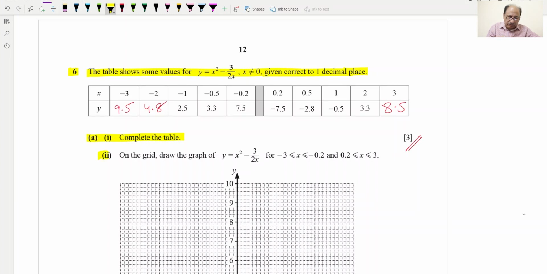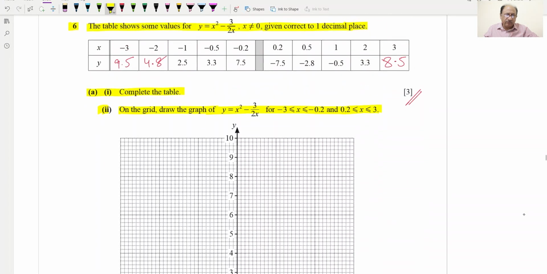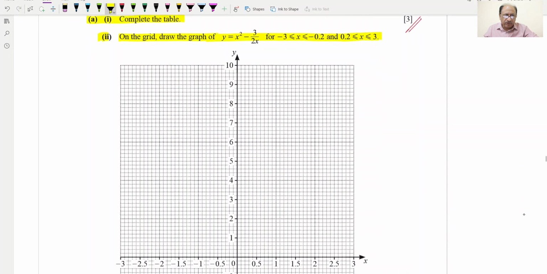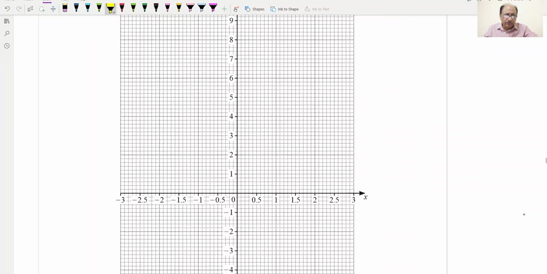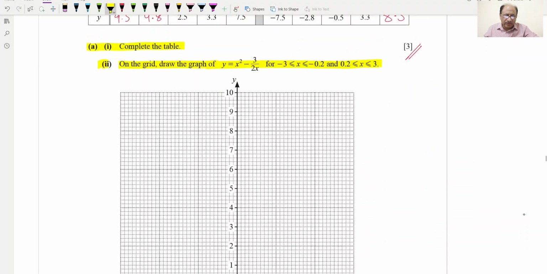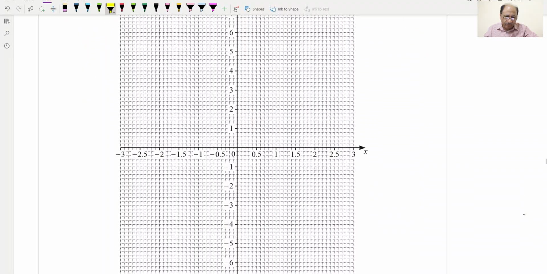Then the second part, on the grid, draw the graph of this one for x from minus 3 to minus 0.2, in this range. So these values, the table of values, we have to show in this given grid. The first value is minus 3 and 9.5.